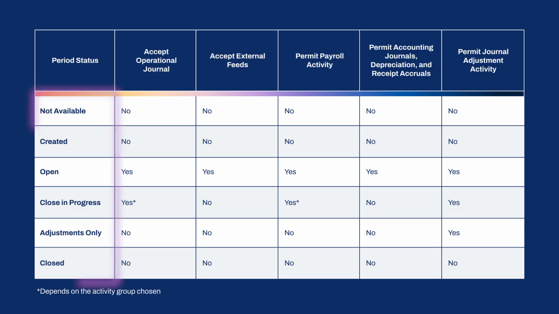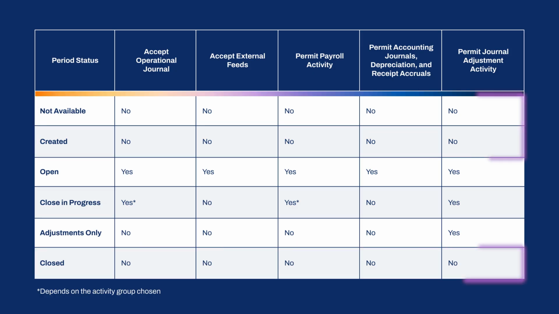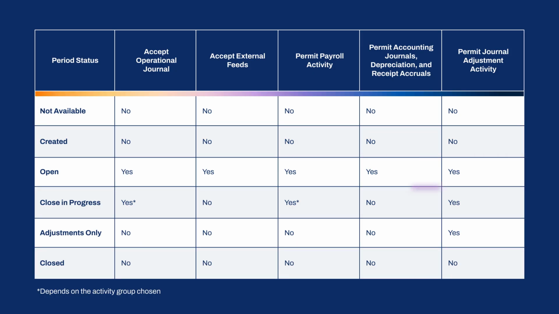Period statuses include not available, created, open, close in progress, adjustments only, and closed. A period in not available, created, or closed status won't accept journals of any kind. A period in open status will allow any type of journal. A period in close in progress status will allow you to do a soft close.